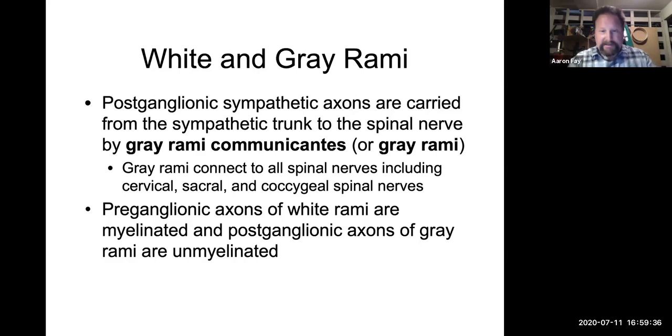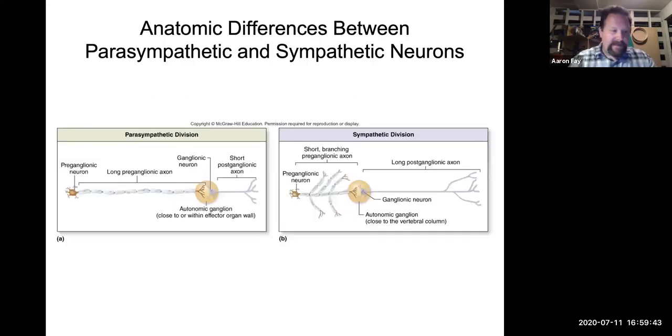Preganglionic axons of white rami are myelinated, and postganglionic axons of gray rami are unmyelinated. That's why they have that name. This is just the slide I keep coming back to. Right now we're talking about the sympathetic division. Preganglionic axons are myelinated and pass through the white ramus. Postganglionic axons are unmyelinated and pass through the gray ramus. Hopefully that is now clear. We've looked at it about 3 different ways.